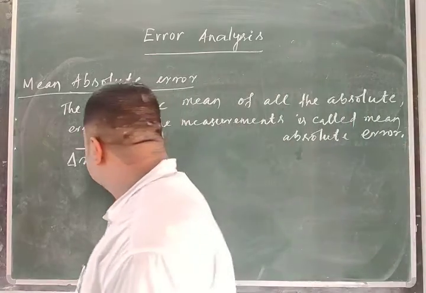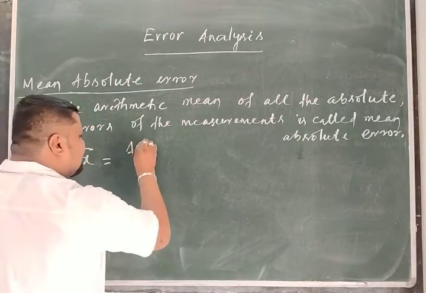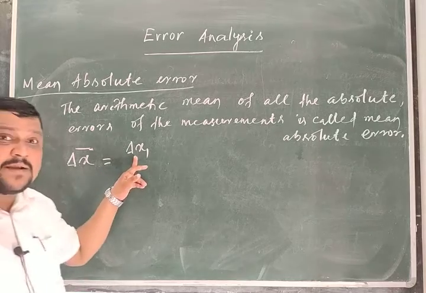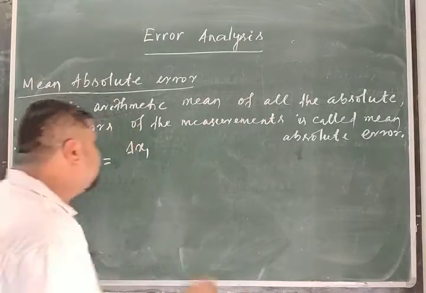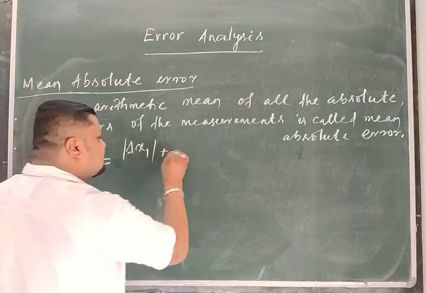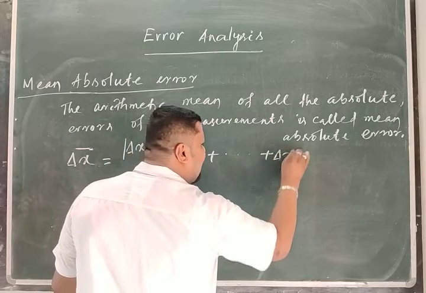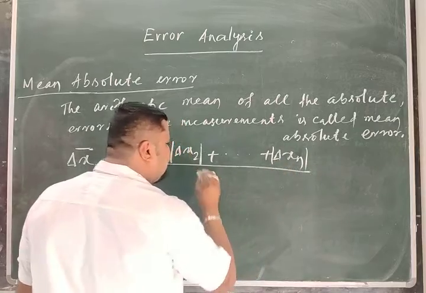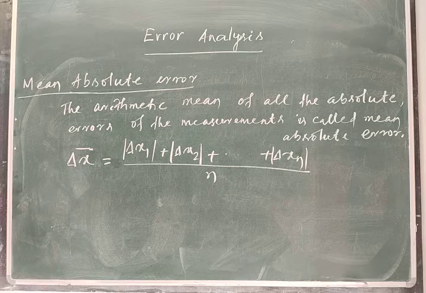So here this delta x bar, I can write as the absolute errors: the first observation delta x1. But remember, the most important thing is delta x1 may be positive or negative, but we will always consider the positive value. Positive value means we will take the mode. This is always positive. Similarly, plus delta x2 plus dot dot dot delta xn, mode, divided by the number of observations n, because there are n observations. So this is called the mean absolute error.